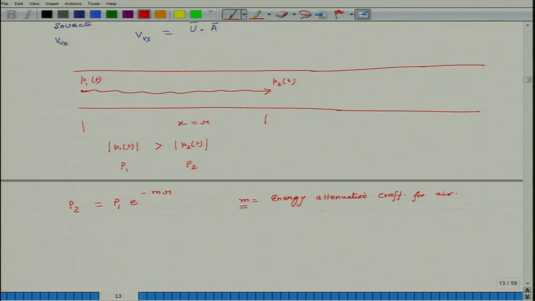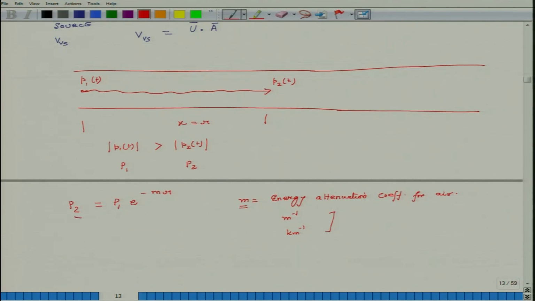So, the unit of m is typically inverse of meter, or in a lot of technical literature it can also be inverse of kilometers, because this attenuation number is very small. So, you have to really travel long distances. So, either inverse of meter or inverse of kilometers.